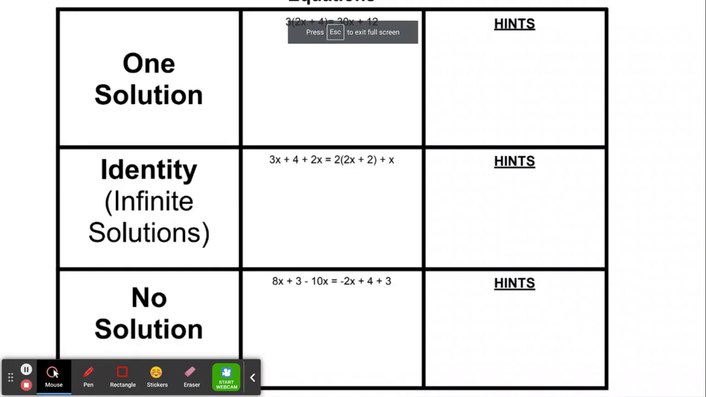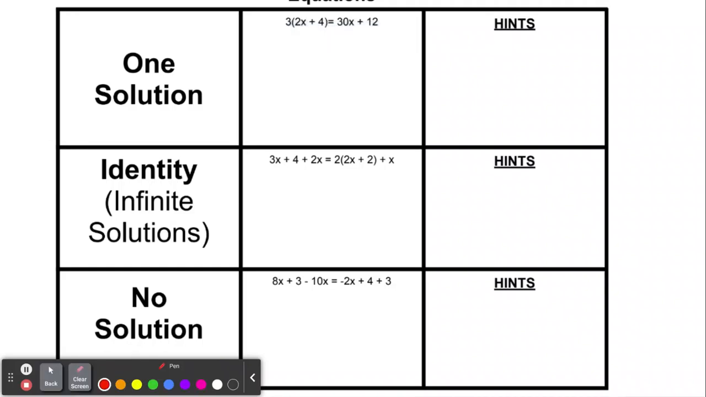Hey everybody, I want to go ahead and go over the Unit 4, One Solution, Infinite Solutions, No Solutions, Guided Notes. We did this in class together, but if for some reason you missed part of class, were absent, whatever reason, I want to make sure you have access to this information as well.